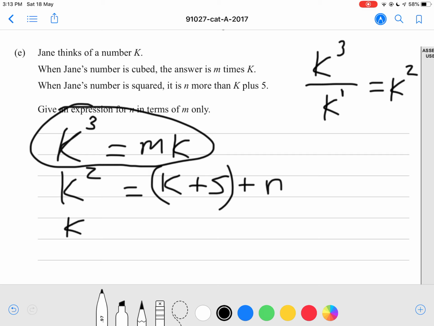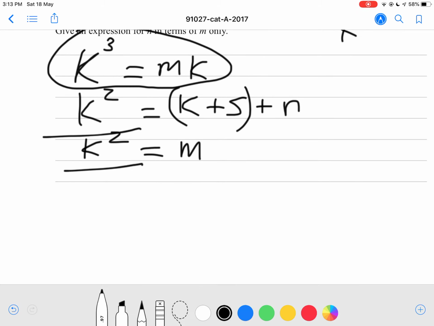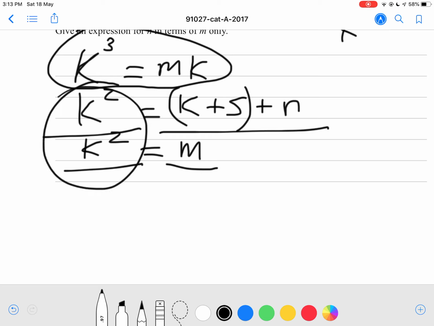So we can say that k to the power of 2 is equal to m. And k squared and k squared are the same, so we can say that m is equal to k plus 5 plus n. Because k squared is equal to k squared, k plus 5 plus n equals m.